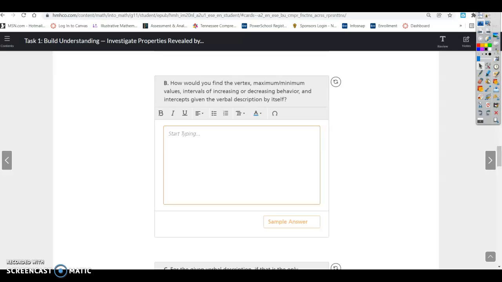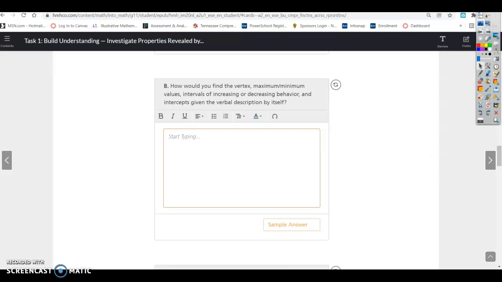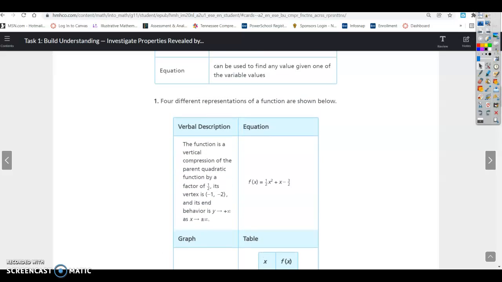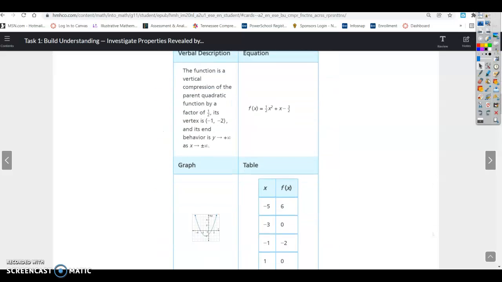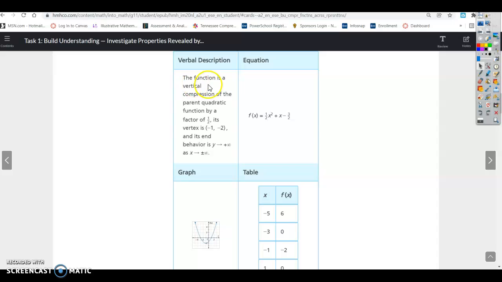All right, how would you find the vertex, the maximum or minimum values, the intervals of increasing and decreasing, and interpret the intercepts given the verbal description by itself? Okay, so just using the verbal description, let's see what we have. The verbal description says the function is a vertical compression of a parent quadratic function by a factor of 1/2. So that means your a value is going to be 1/2.